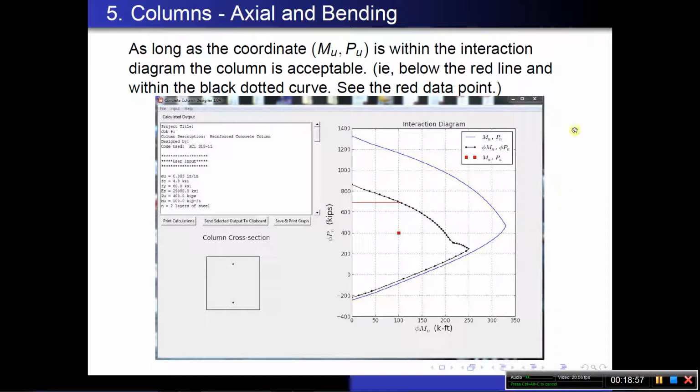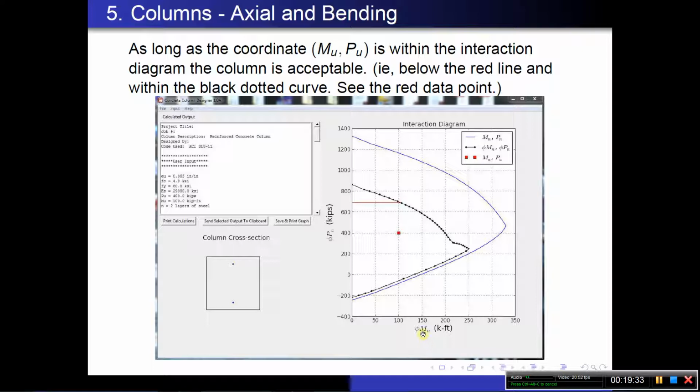Now, I also have created a computer program for calculating what is called an interaction diagram for columns. And this program, of course, requires some input. And the resulting output shows up over here in terms of numbers that you can look at. But also, the more important thing probably is this interaction diagram. And it is a plot of phi Vn versus phi Mn.